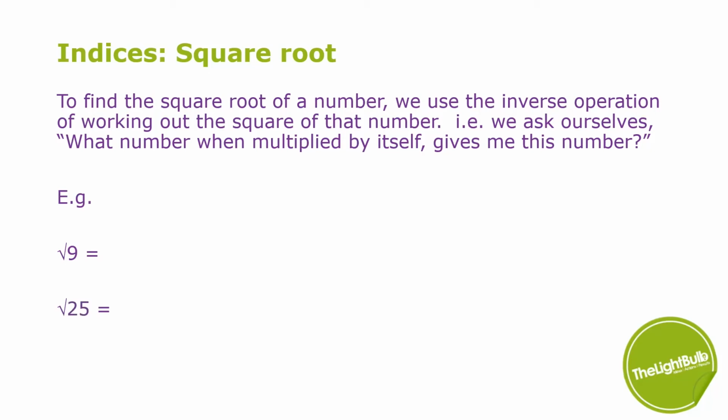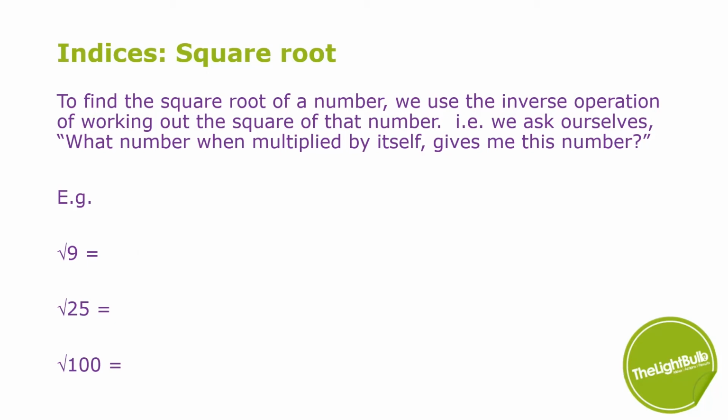We've got a couple of other examples here. The square root of 25, what number multiplied by itself gives me 25? And finally, what number multiplied by itself gives me 100? And so it's a bit like the opposite of finding out the squared number of something. Let me show you what I mean.